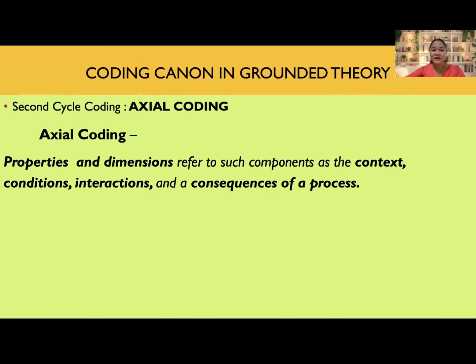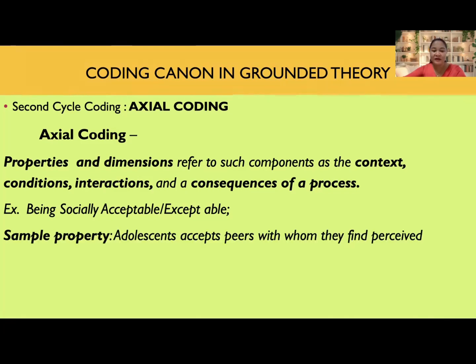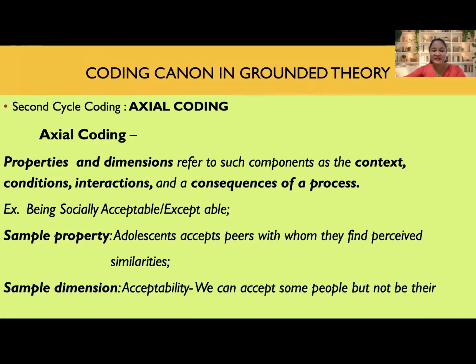We have the axial coding. Axial coding, again, from the properties and dimensions, refers to such components as the context, condition, interaction, and consequences of a process. Example here, being socially acceptable. Sample property: adolescents accept peers with whom they find perceived similarities. Sample dimension: acceptability. We can accept some people but not be their friends. We accept that. It's an example of being socially acceptable.